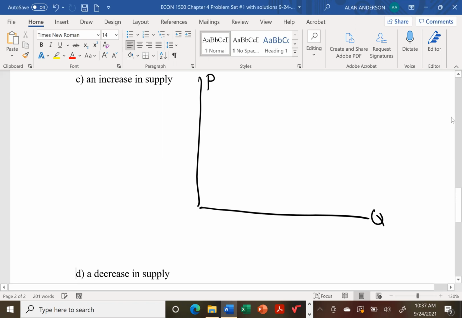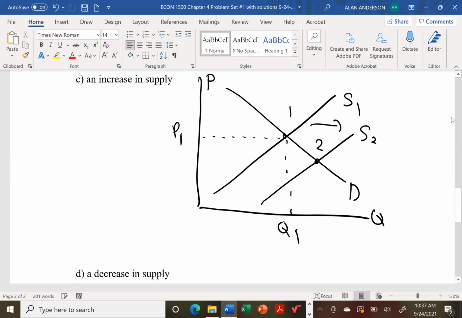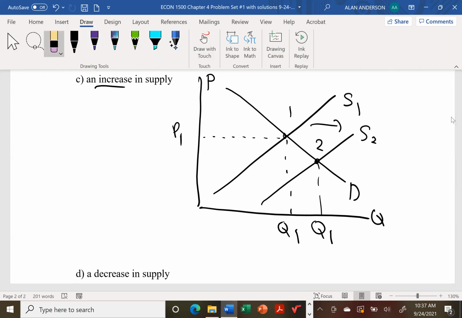All right, so the price is here. The quantity is here. Here's the supply. Here's the demand. Here's the initial equilibrium. And now this time the supply curve is shifting. I'll call this S1 and I'll call this one S2, shifting to the right because there's an increase. And we can find the new equilibrium quantity. Oops, that would be Q2, of course.